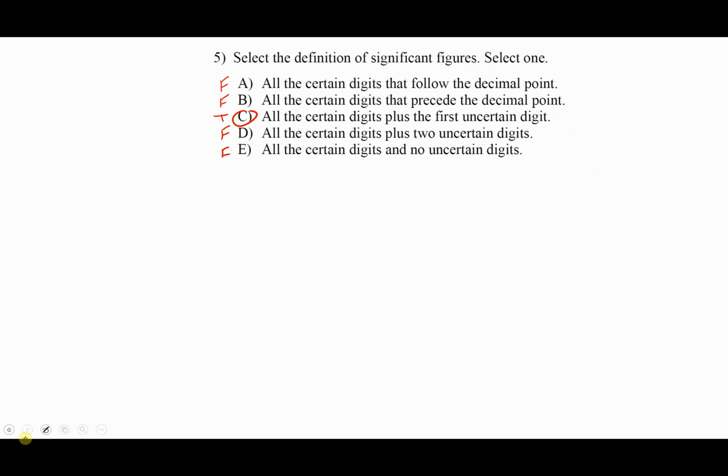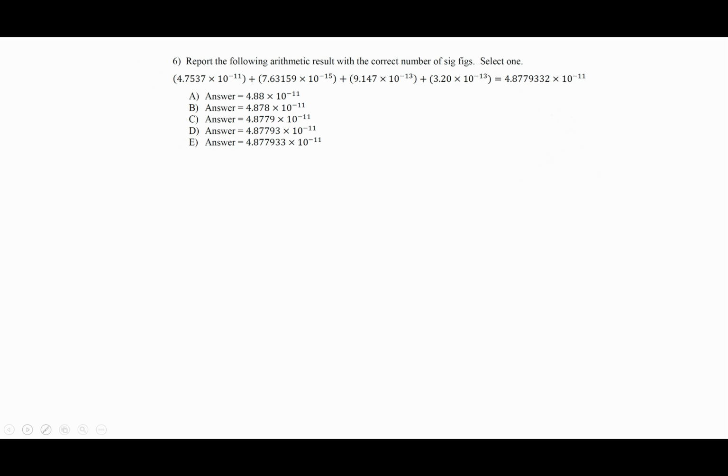Okay. Report the following arithmetic with the correct number of sig figs. Select one. So remember, when we're doing math and you have an answer like this, let's put everything in terms of that number. So we'll have 4.7537 times 10 to the minus 11. So how do we get this to minus 11?